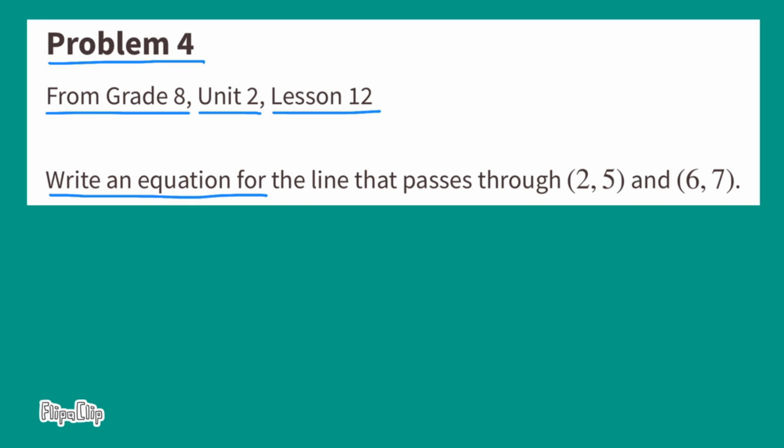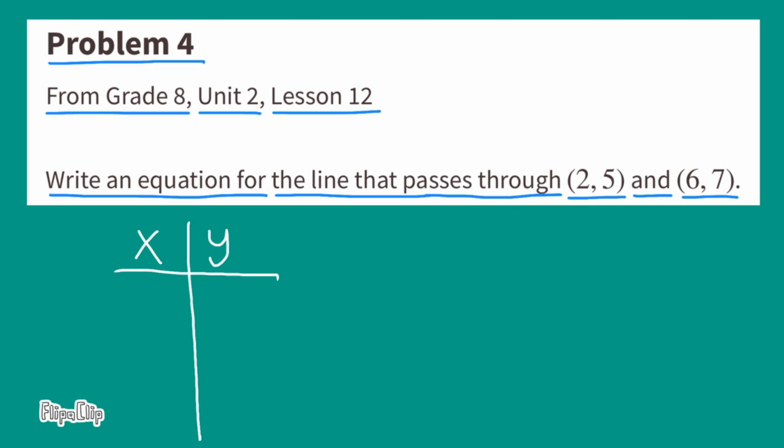Write an equation for the line that passes through coordinates (2, 5) and (6, 7). I could make a chart to figure this out with the x-coordinate on the left and the y-coordinate on the right. Let's put in the (2, 5) and the (6, 7).